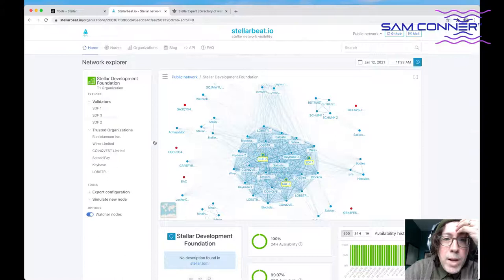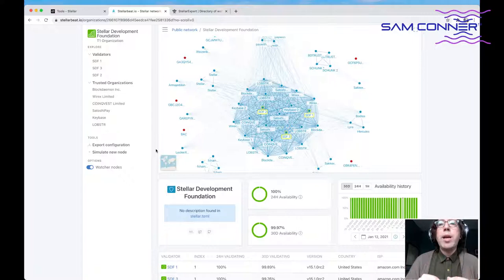So why three nodes? It's because when you're building out your quorum set and you're saying, here are the nodes that I care about, you actually don't trust the node itself. You trust the organization running the node. And so what you do is you basically say, okay, I need, say, WireX, for instance, they're in my quorum set.